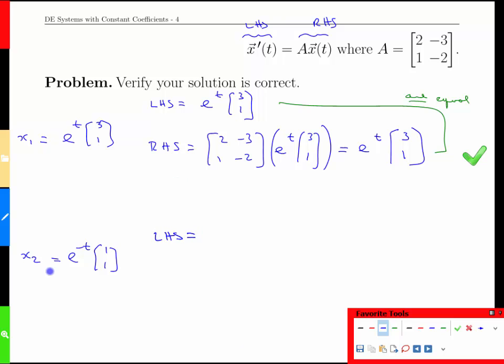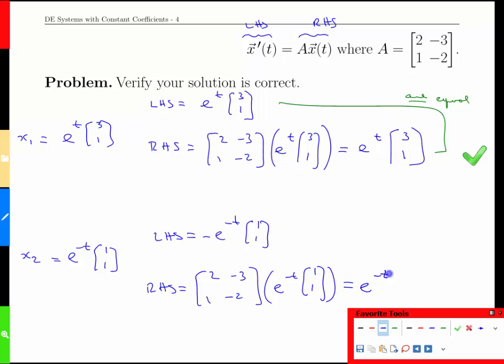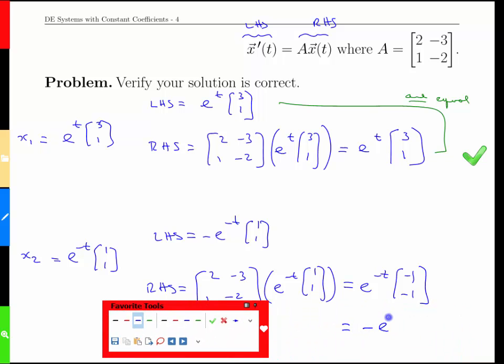Next, for the other solution that we found, the derivative of this would be -e to the -t times (1, 1). So looking at the left-hand side is the derivative of what we started with. The right-hand side, we have to multiply out. There's no real shortcut for that. And we put in our x2 multiplying, so it's A times our solution. And there we get e to the -t times 2 minus 3, which is minus 1, and 1 minus 2, which is minus 1. And we can factor out those negative signs and get exactly the same solution we got up here, negative e to the negative t, (1, 1). So again, that is also a solution.